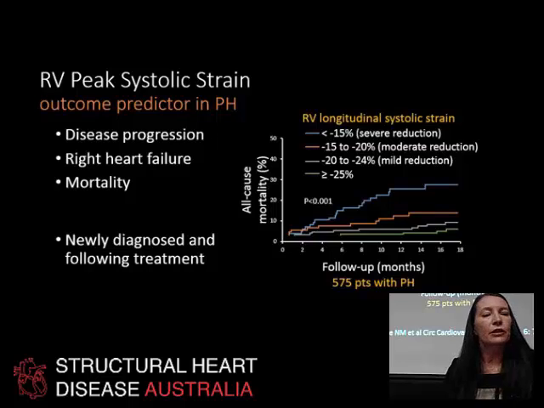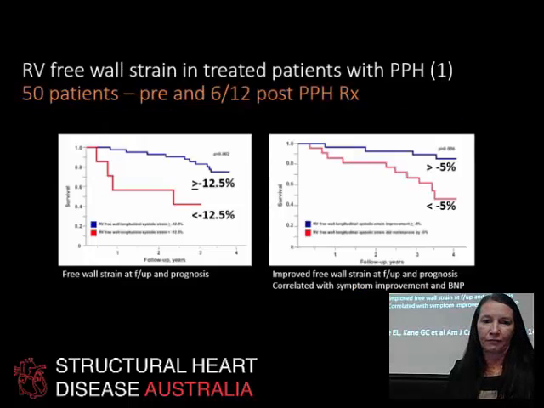So we can use this to look at disease progression, right heart failure, development of symptoms, and it correlates very nicely with symptom development, and also has a predictive value for mortality. And this can be used for newly diagnosed patients and also those following treatment. What about those who are treated?